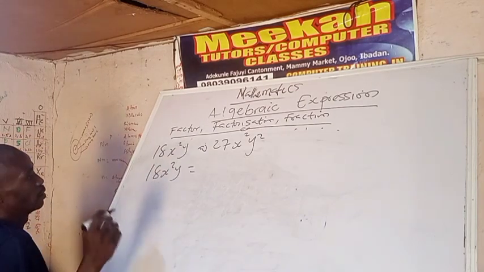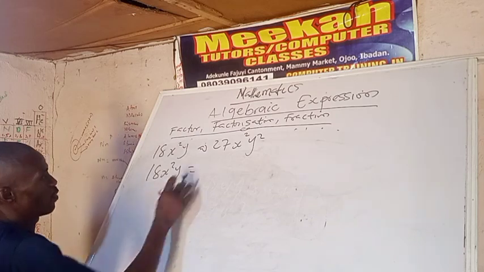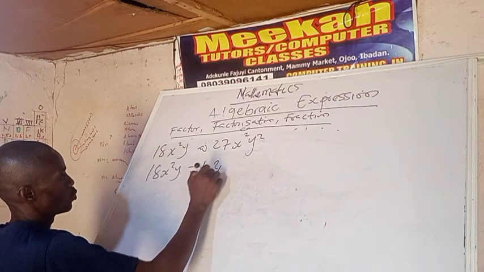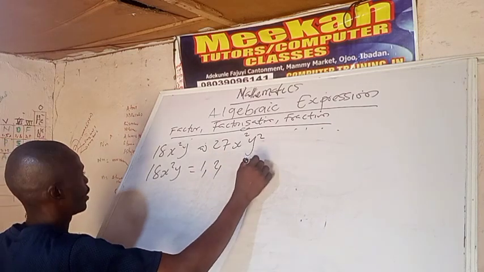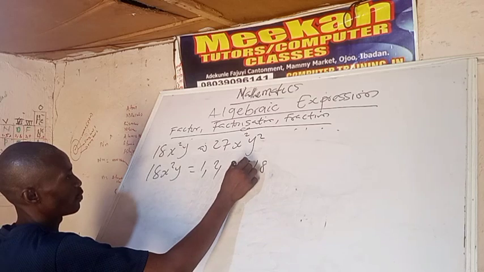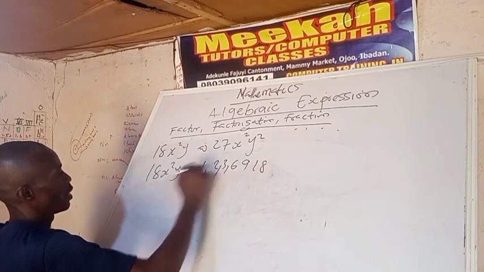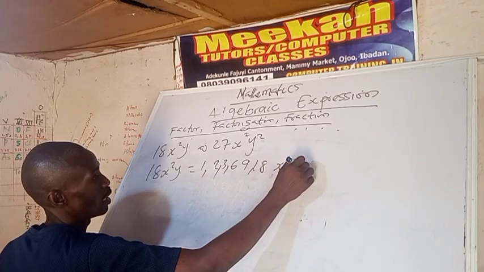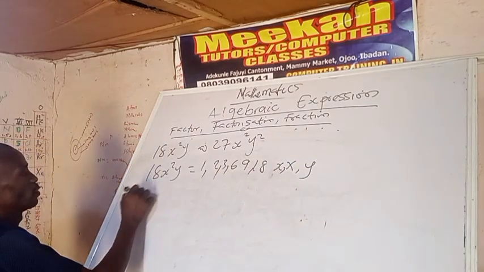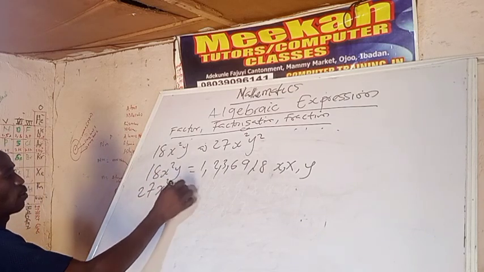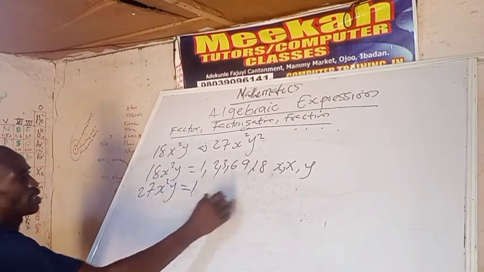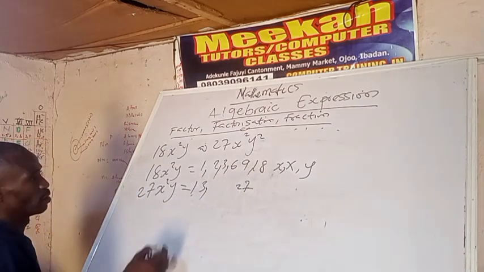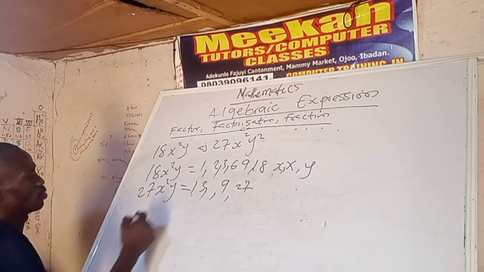Now, to find the HCF of this, first take 18x squared y. Let's take it this way. I'll first take 18. 1 can go, 2 can go. 1 here you have 18, 2 here you have 9, 3 and we have 6, and we have x and y. For 27x squared y, what are the things that can go here? 1 in 27, 27. 2 cannot go. 3 you have, and we have 9. Those are the factors you have here.